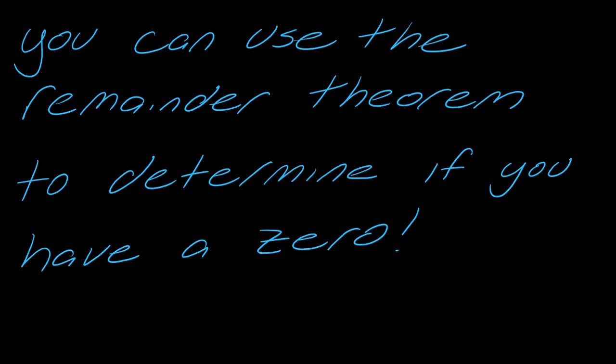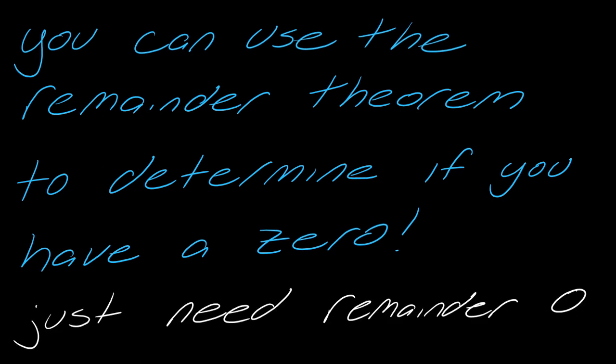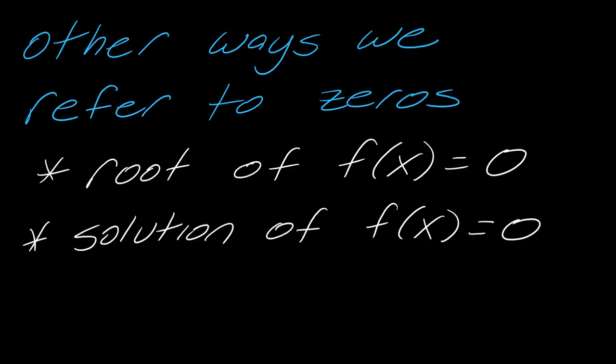In my last video, I talked about the remainder theorem. You can use the remainder theorem to determine if you have a zero. You will get a remainder of 0. So that's all you're looking for if you're using synthetic division.